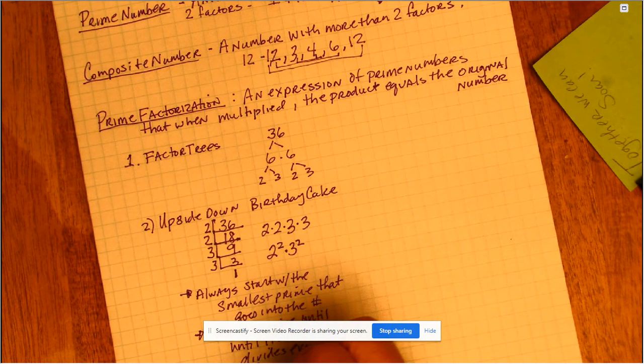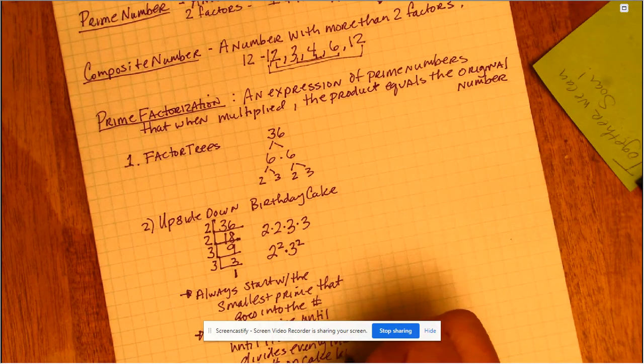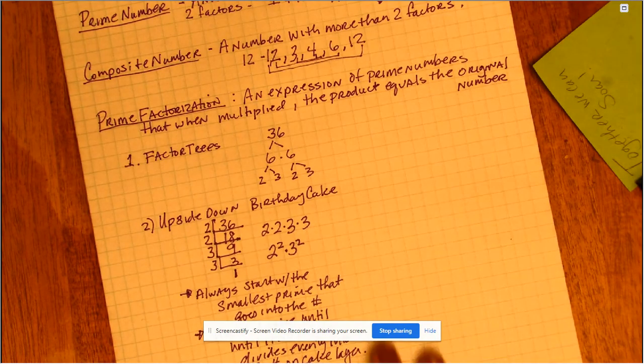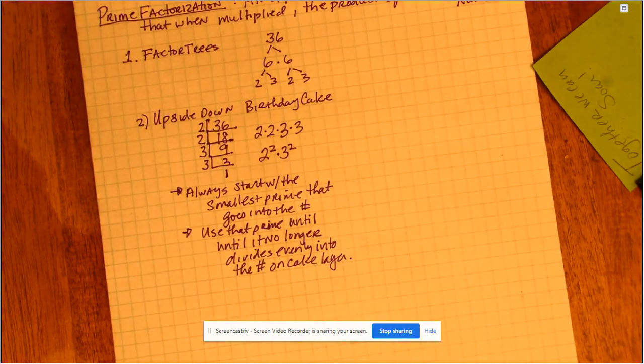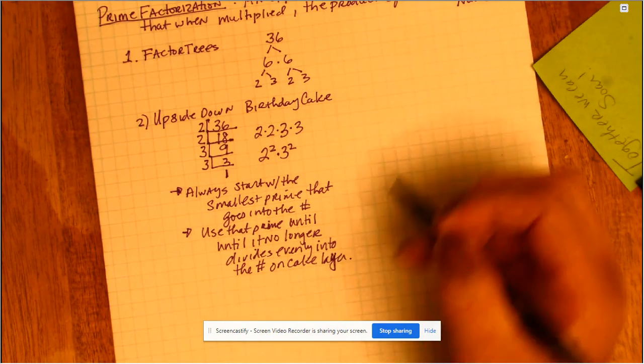Into the number on the cake layer. Okay. And that's what we did. This is layer. That's what we did up here.